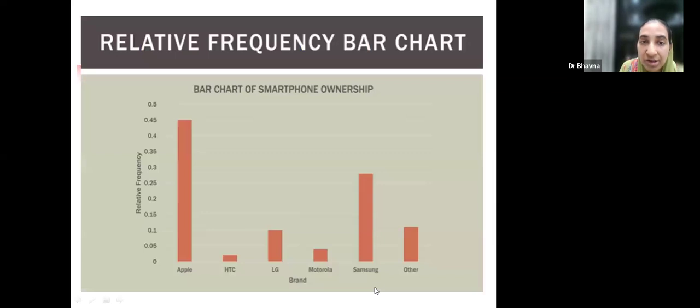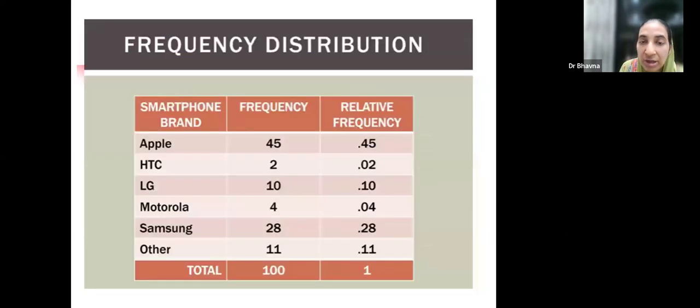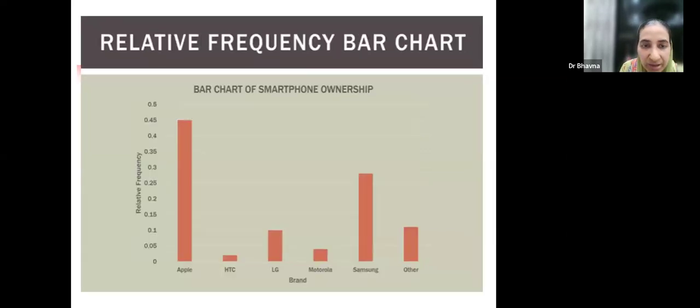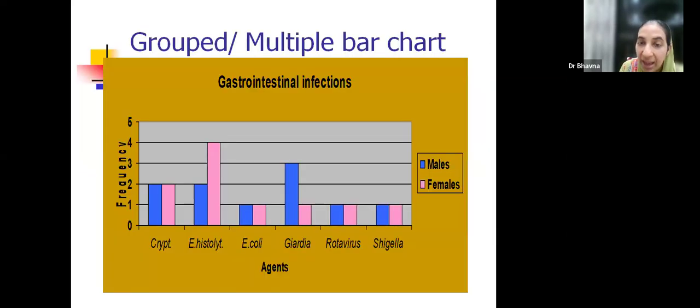In a simple bar chart, I hope you can appreciate, we are not comparing anything. We are just writing frequencies as they are. There is no comparison. But here there is comparison. And you can see that in females, the maximum frequency was E. histolytica. In males, Giardia was the most common.